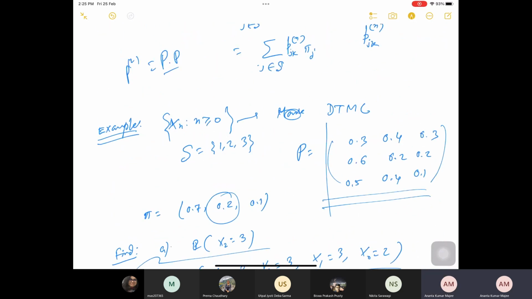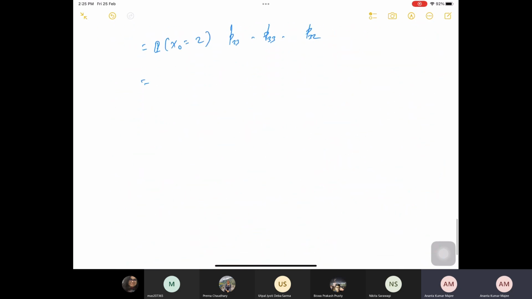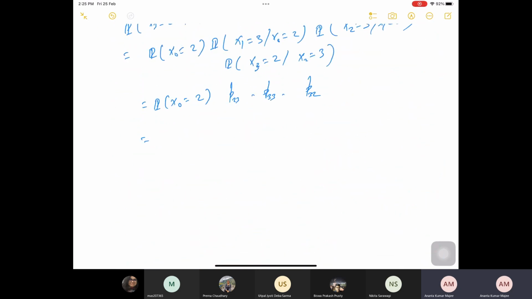Because this is something you can write down: 1, 2, 3, 1, 2, 3. This is 1,1, 1,2, 1,3, and similarly you can find the others. So now you check it. This should be something like 0.0016. Okay, you calculate yourself. Okay.